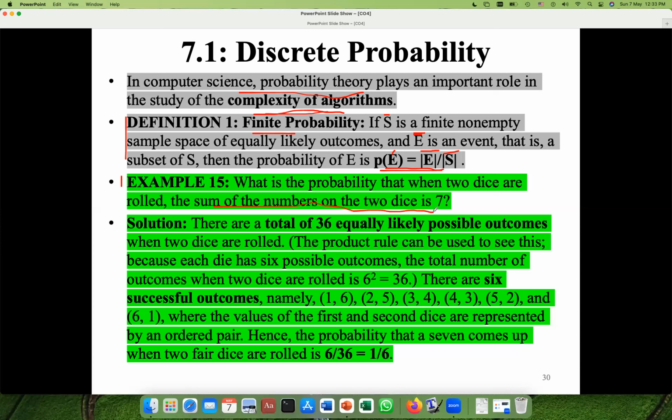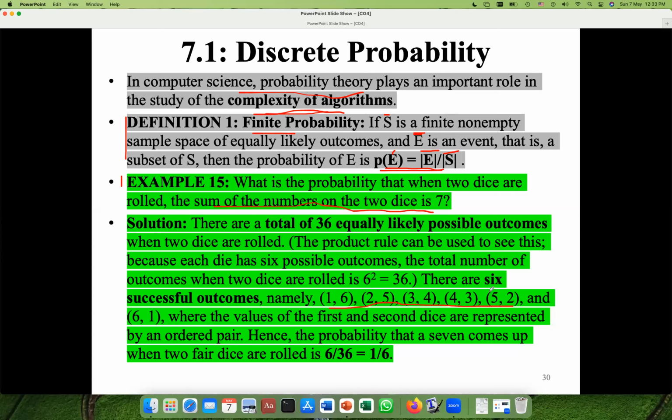How is it possible? For example, it can come that 1 here, 6 here, 2 here, 5 here, 3 here, 4 here, 4 here, 3 here, 5 here, 2 here, 6 here, 1 here. These are all the possibilities which can give you the sum 7.